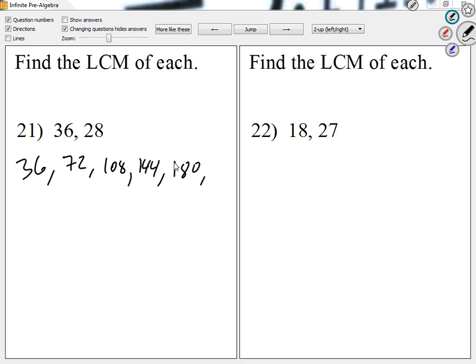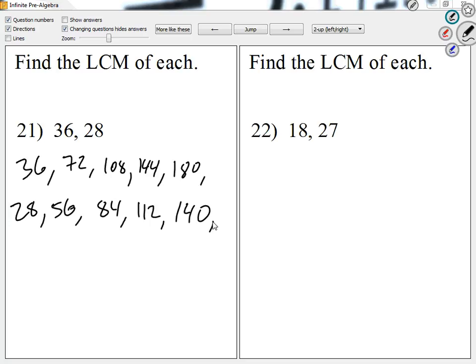Let me do some multiples of 28. Let me start at 28. The next one, how much is 28 plus 28? 56. Then for the next one, how much is 56 plus 28? 84. For the next one, 84 plus 28? 112. And for the next one, 112 plus 28 is 140. Okay. And I know we can continue.